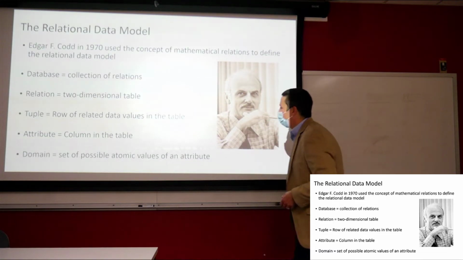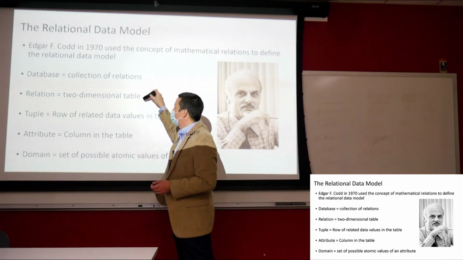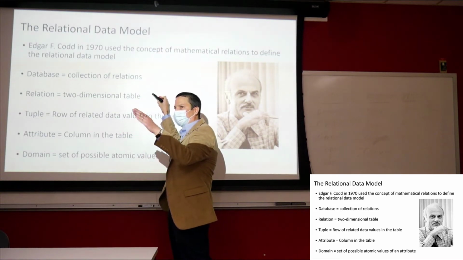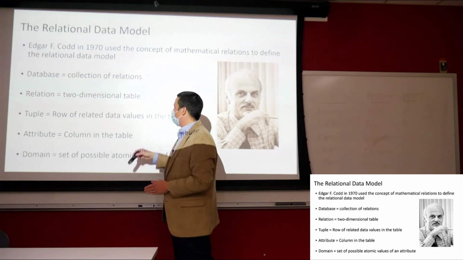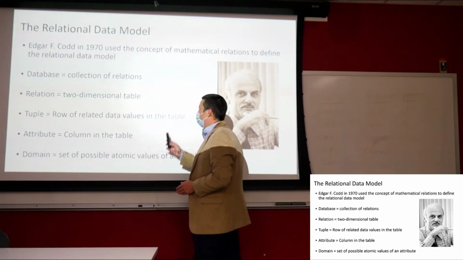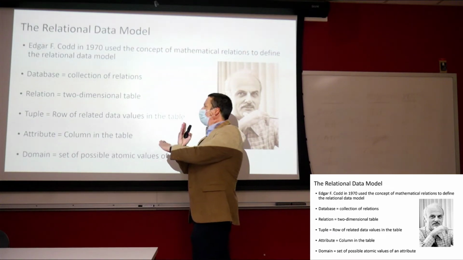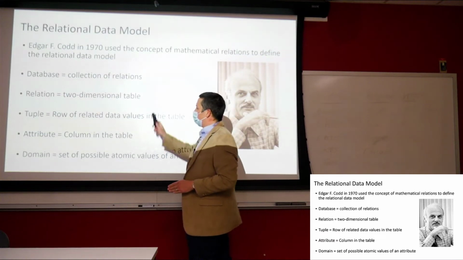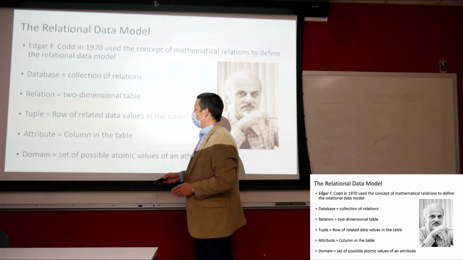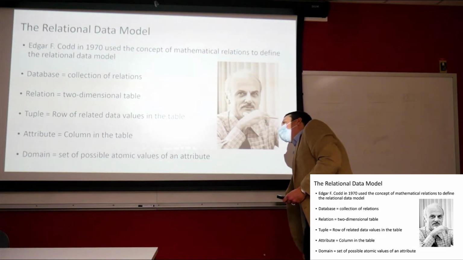So in the relational data model, we have things called databases, which are collections of relations. These relations are two-dimensional tables that are made up of rows and columns, where your columns are attributes, and each row or tuple is a collection of related data values. And your values are at the intersection of your rows and columns. Okay, so a relation is a two-dimensional table, a tuple is a row within this table, and an attribute is a column in the table, and then the domain is the set of possible values of an attribute.